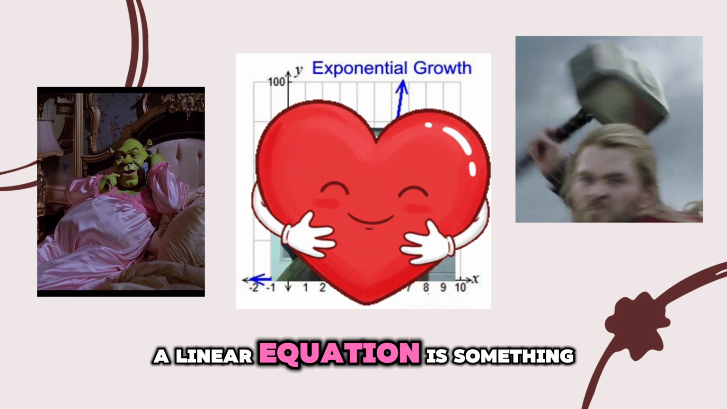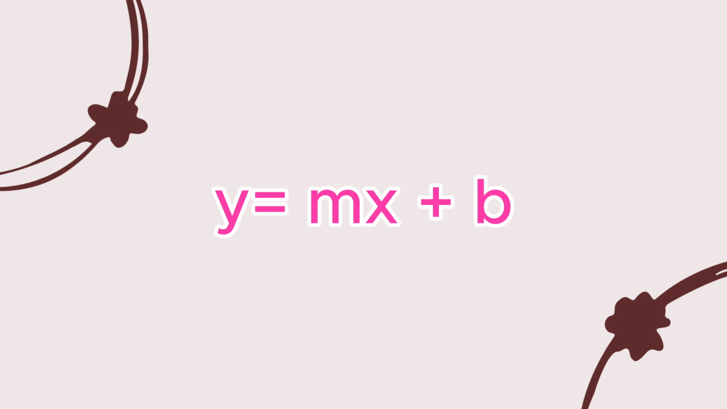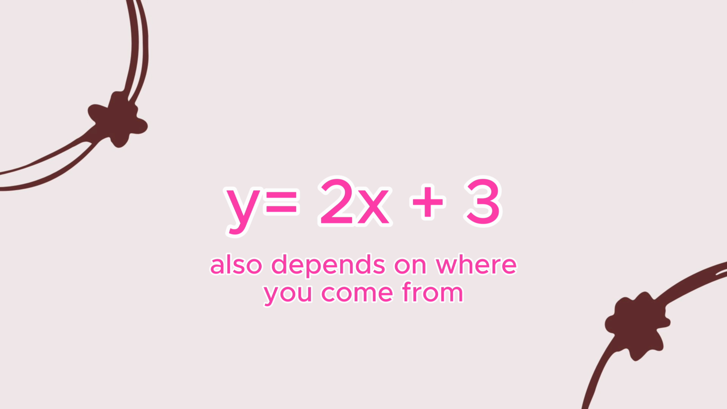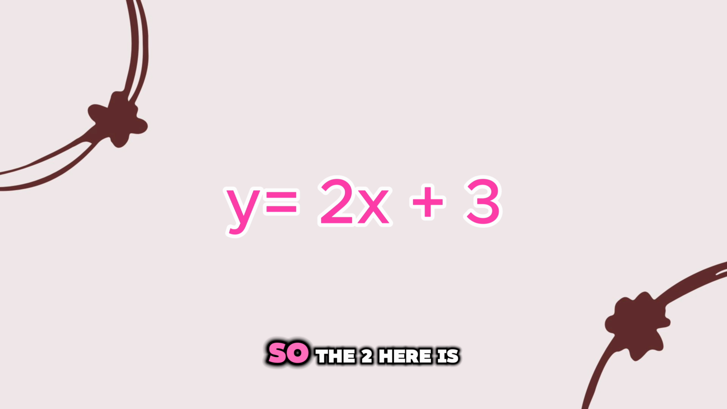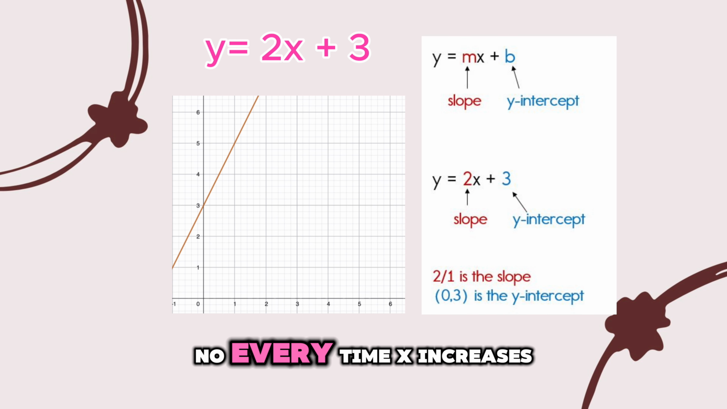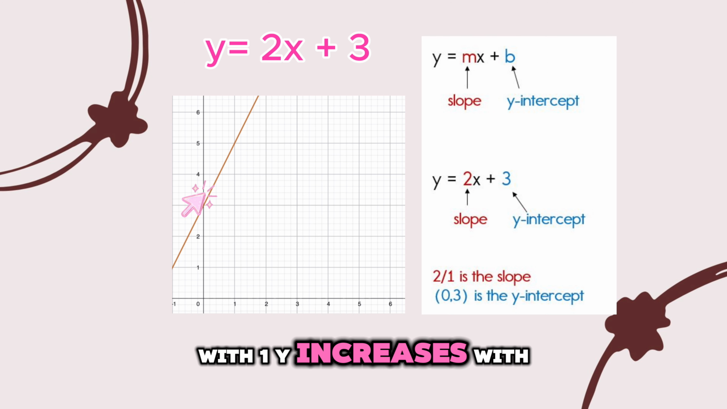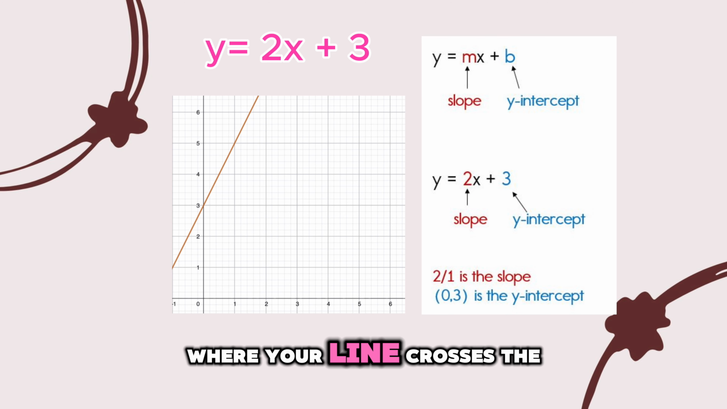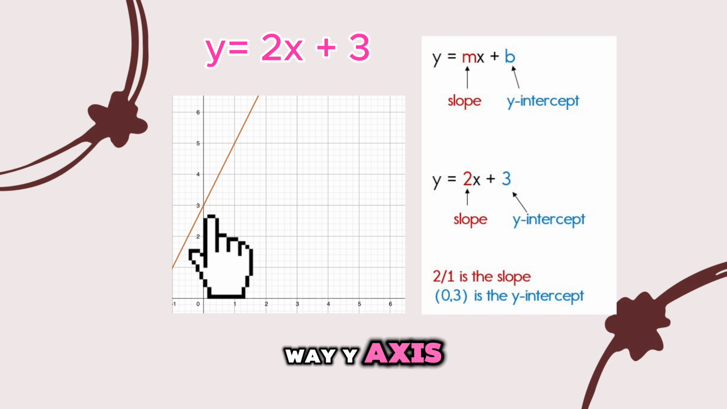A linear equation is something like this, that's the classic form. So the 2 here is the slope. It tells you how steep your line is. In this case, every time x increases by 1, y increases by 2. And the 3 is the y-intercept, where your line crosses the y-axis.